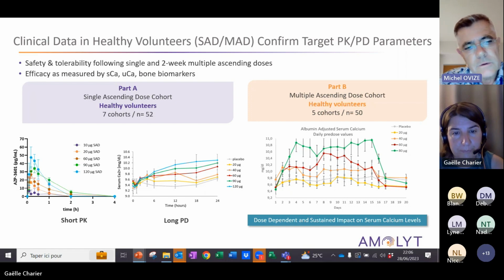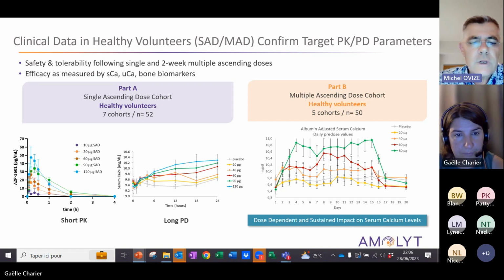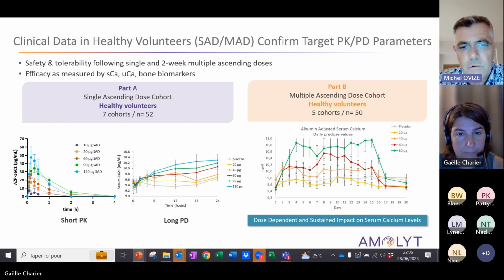But surprisingly, in contrast to this very short half-life, it has a very prolonged duration of action on what is important for you, which is serum calcium. In other words, it stayed very short in the blood, but has a very prolonged effect on serum calcium, obviously increasing serum calcium, as you can expect. And you can see in the figure in the middle that according to the dose, you have a prolonged effect up to 24 hours after a single administration of eneboparatide.